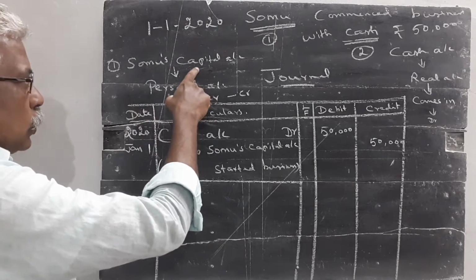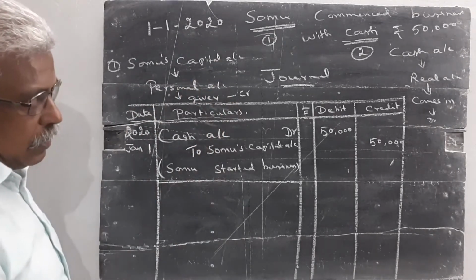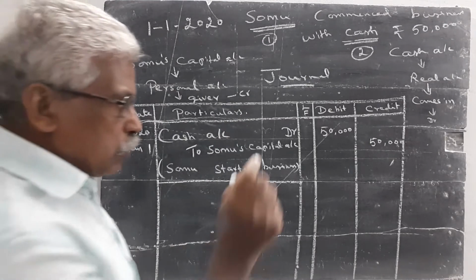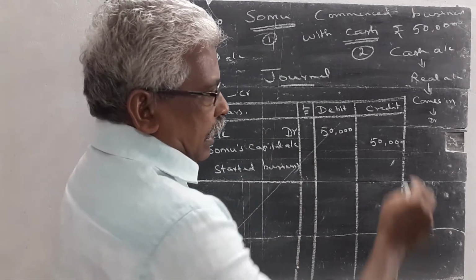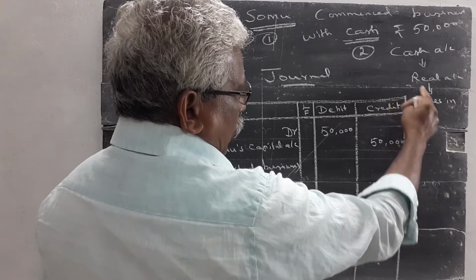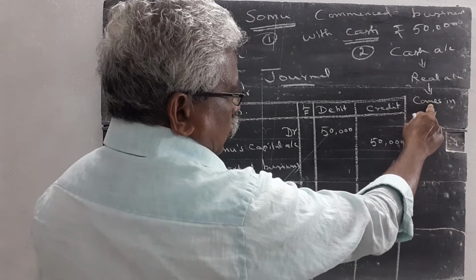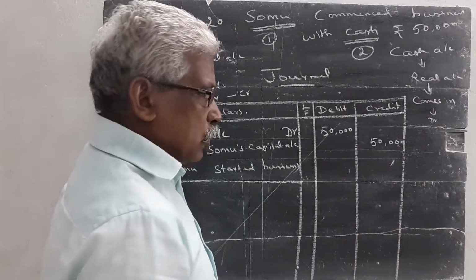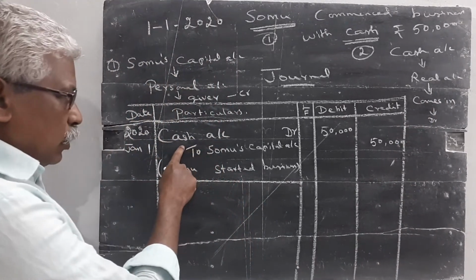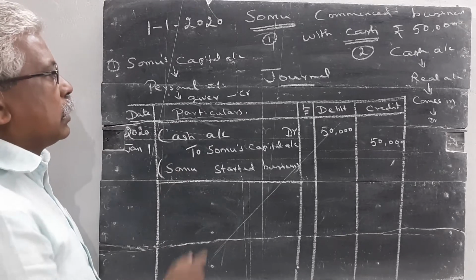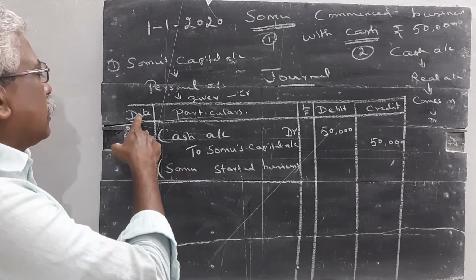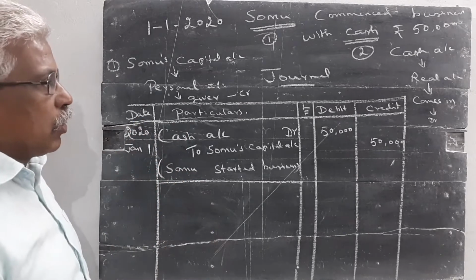So Somu's capital account is credited. Then cash comes into the business. Any cash that comes in, the rule of real account is debit what comes in, credit what goes out. Here cash comes in, so cash account is debited. So cash account debtor to Somu's capital account is the journal entry. This is the procedure for writing the account.